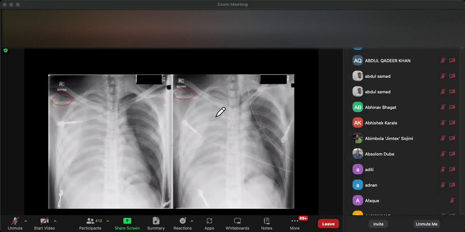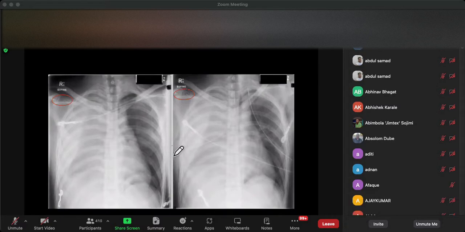So 15 minutes, 2 chest drains have gone in, and this one's in the trachea. So what's probably happened is it's pierced the lung, it's gone into the right lower lobe bronchus, into the bronchus intermedius, into the right main bronchus, and then into the trachea.